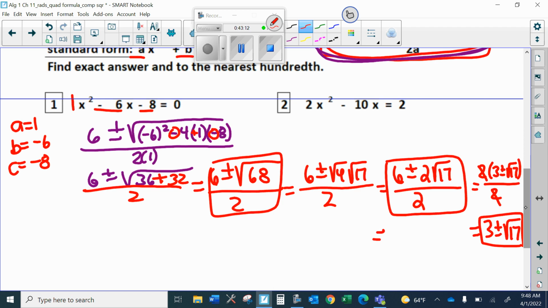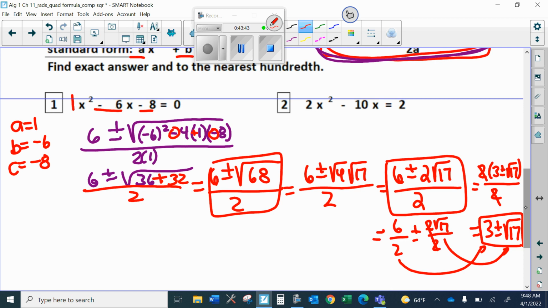Okay. The other way of doing it is if I split this into 2 fractions, and I have 6 over 2 plus or minus 2 root 17 over 2. And that 6 divided by 2 is the 3 right there. And then those 2's cancel, and that's the plus or minus root 17 right there. Okay, your choice if you want to split into 2 fractions and then simplify, or factor out a GCF and then cancel your GCFs, numerator and denominator there. You get the same answer.